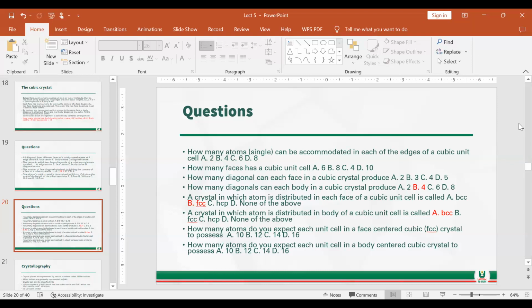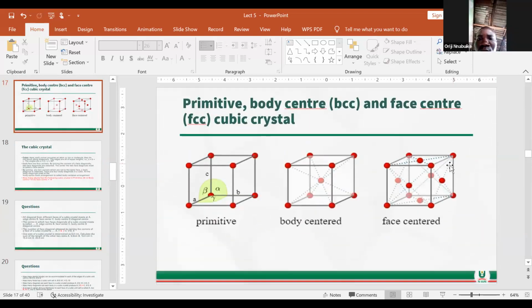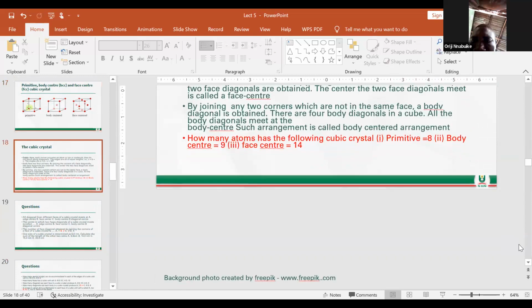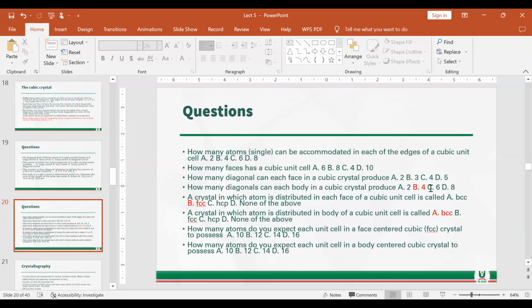The body center, let me take you there so that you can calculate it and see. 1 goes from here to here, that's 1. Another goes from here to here, that's 2. Another, that's 3. Another, that is 4. So there are 4 diagonals that can pass through the center.